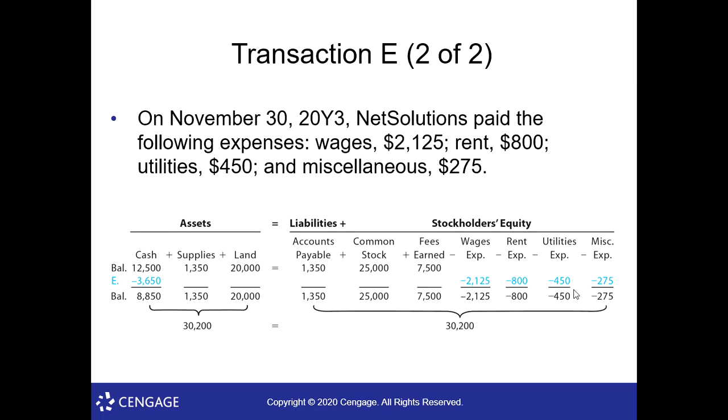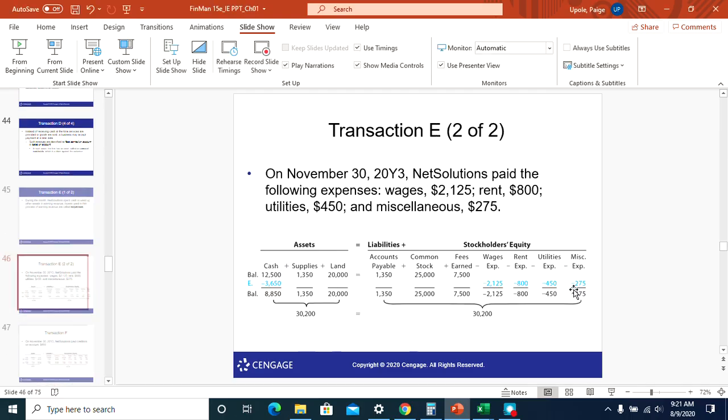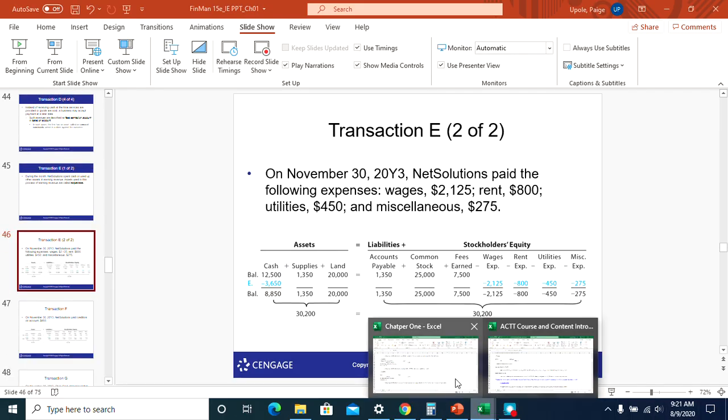So on November 3rd, Net Solutions paid the following expenses: wages, rent, utilities, and miscellaneous expenses. So the first thing we want to do is identify the accounts impacted by the transactions. So we're paying wages, we're paying rent, we're paying utilities, and we're paying miscellaneous. Those are types of expenses, and we're paying them with an asset of cash. Let's go ahead and record.